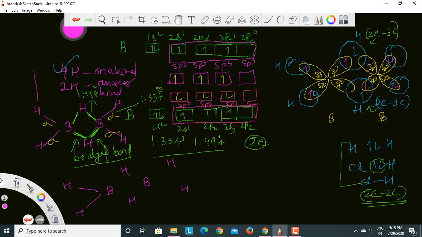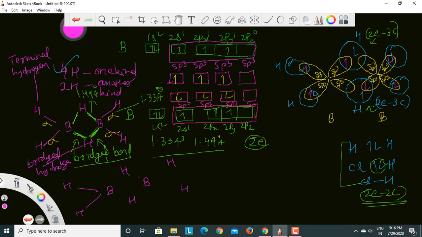So this is called terminal hydrogen. And this is called bridged hydrogen. So this bridged bond, this hydrogen is called bridged hydrogen.